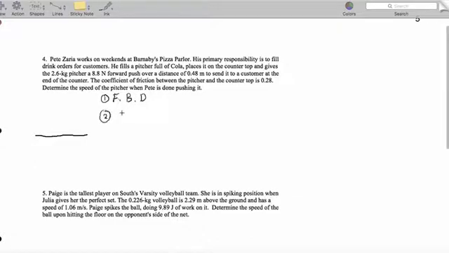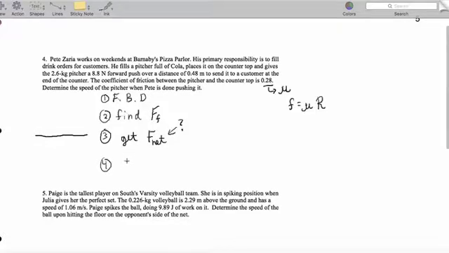Number 2, find the friction force. Remember the coefficient of friction, that's mu. And let's remember that friction is mu times the reaction force. And then finally, get F net. What does F net mean? And then you will, in fact, use F net times S is 1/2 mv squared minus 1/2 mu squared. So that's number 4.